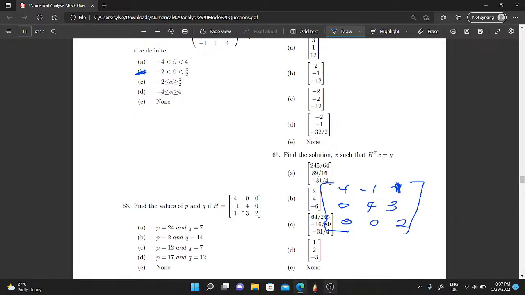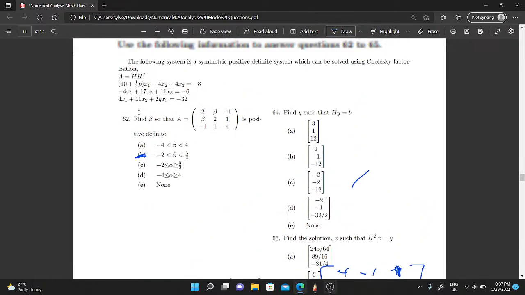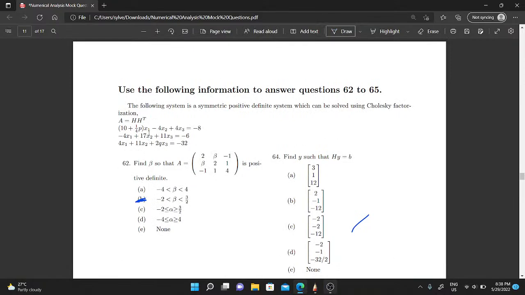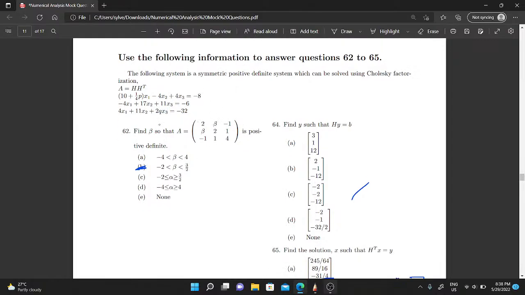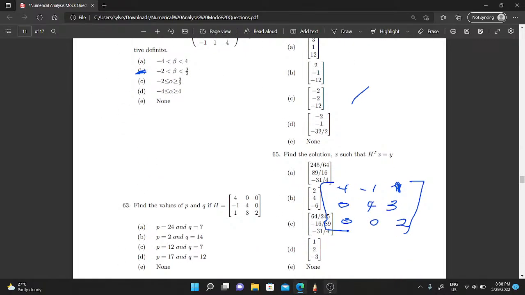So what you have to do is this multiplication, this by this. Then when you get your answer, you can compare it to the equation they've given you. So you can get your coefficient matrix from here. This will be your first, second, third. When you get your product of H and H transpose, you equate 10 plus 1 over 4p to the first value in the first column of your multiplication. And you equate 2q to the last value of your multiplication. And then you get your values for p and q. And we did that. We got p as 24 and q as 7. Right.